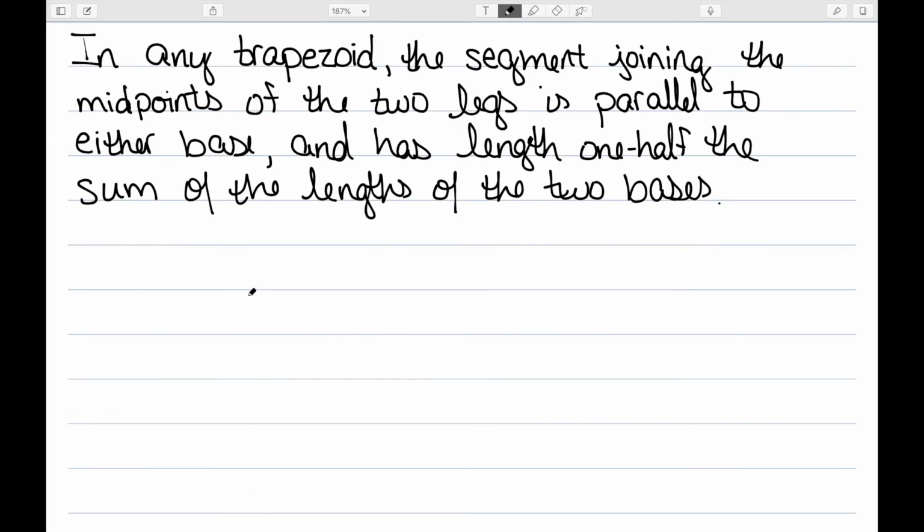And now I want to look at the midpoint-connector theorem for trapezoids. In any trapezoid, the segment joining the midpoints of the two legs is parallel to either base. It has length 1/2 the sum of the lengths of the two bases.